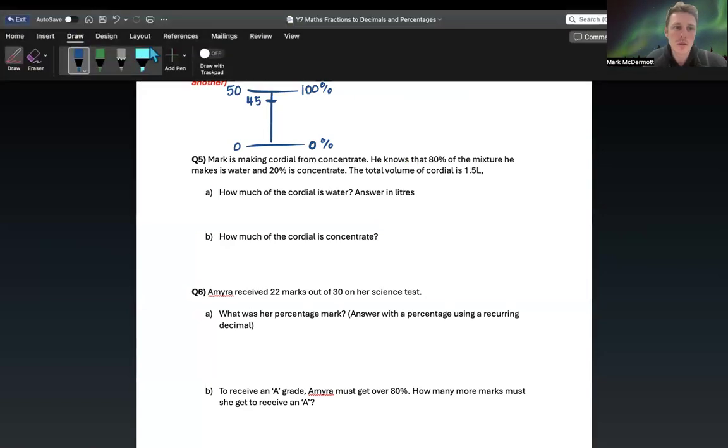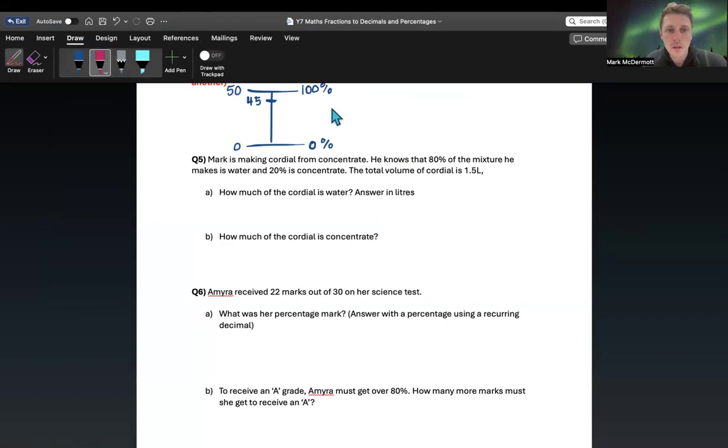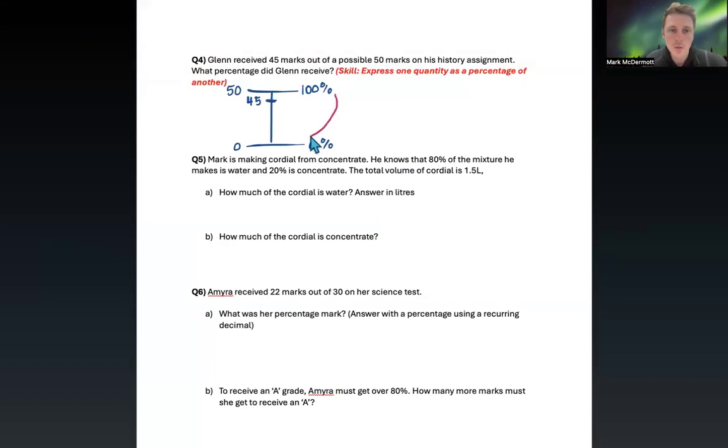Okay, this is probably a good example where we use the unitary method. So let's work out 1%. To get to 1%, I need to divide by 100, right? Which means I need to take 50 and divide by 100. This is why dividing and multiplying by 100 or powers of 10 is really important. So this corresponds to 1%. Now, 50 divided by 100, this is something we should know from earlier on. You're going to get 0.5 because you move the decimal point twice.